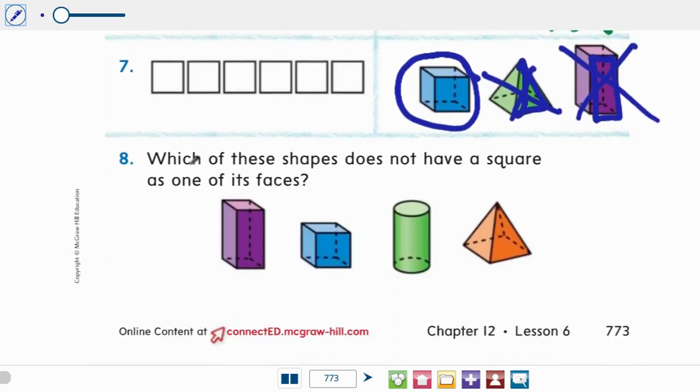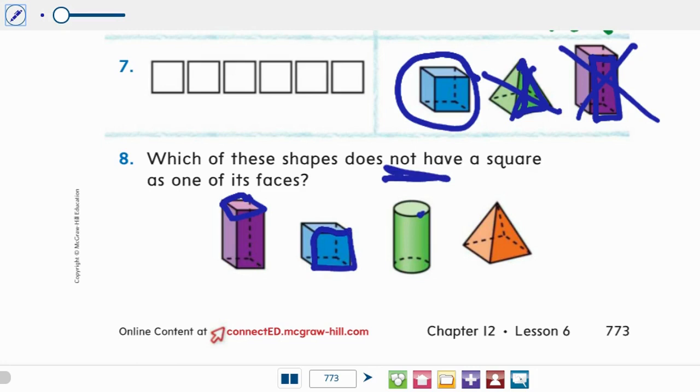For number 8, it says, which of these shapes does not have a square as one of its faces? Well, here I can see that there's a square as the base of my rectangular prism. I can see that there is a square here. And again, I want the one that does not have a square.